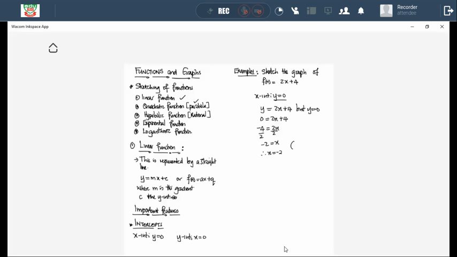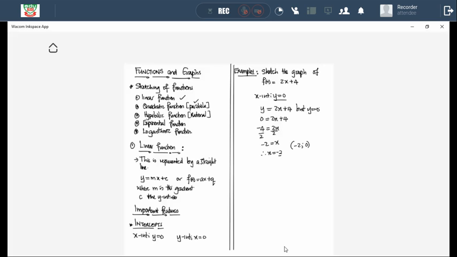Therefore, x is equal to negative 2. In terms of a coordinate, this is now negative 2 and 0. Y is 0, x is negative 2. So I'm now writing it as a point so that when I sketch or present it on my Cartesian plane, I will not have a problem with that.